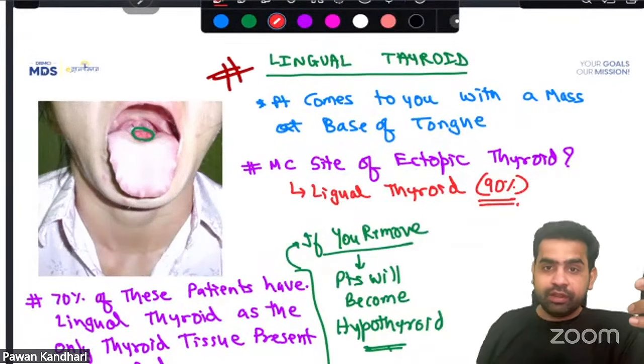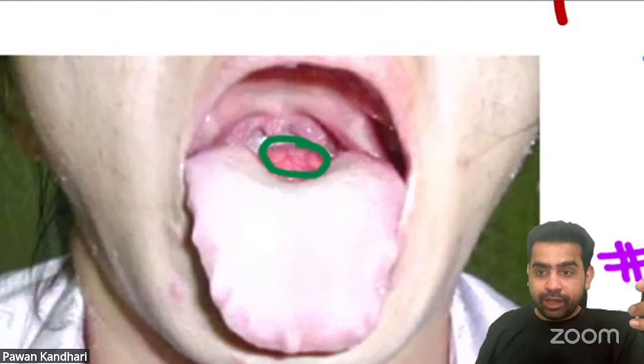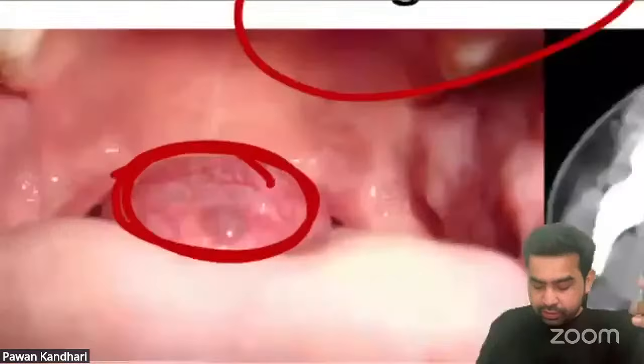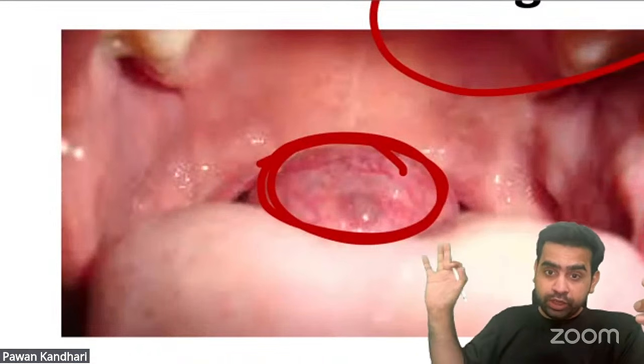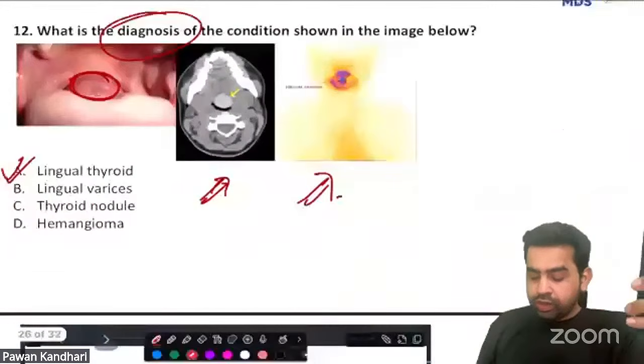I have covered this lingual thyroid in detail. As you can see over here, there is a mass at the base of the tongue, and very similar, this image was shown to you. This is a mass at the base of the tongue, and what is this? This is a lingual thyroid.